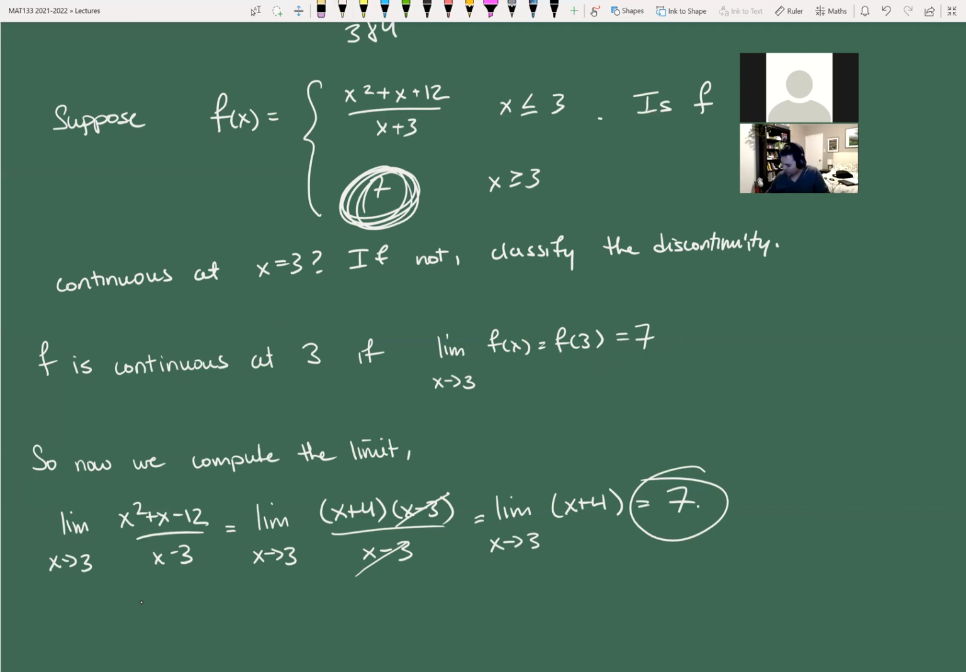Right, okay, yeah. And so everyone, remember the key thing about continuity is the definition, right? The definition is this thing right here. The limit is equal to the value of the function at the point. You compute those two things separately. If they're equal, you're continuous. If they're not equal, you're not continuous. And then you can classify the discontinuity from there.